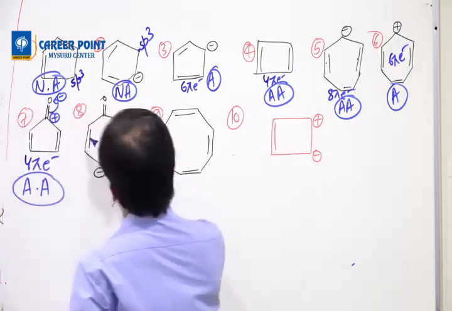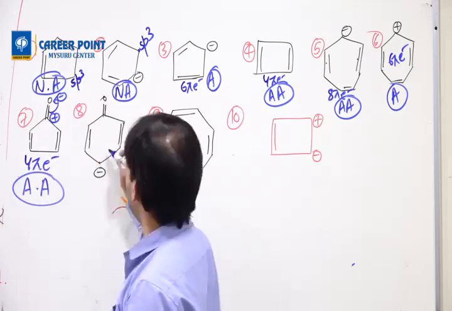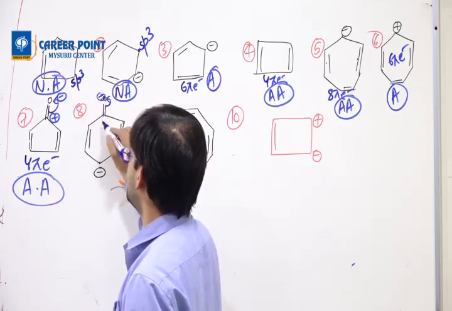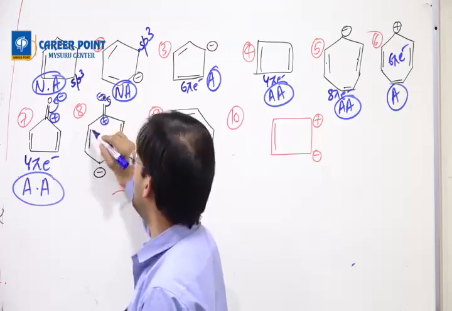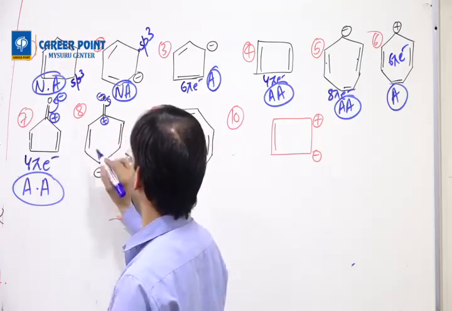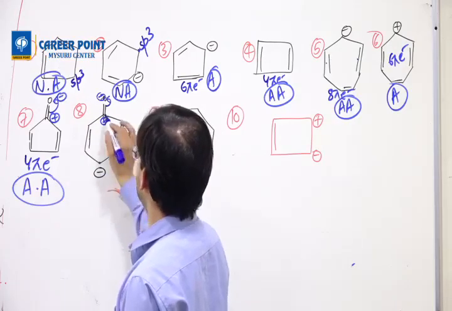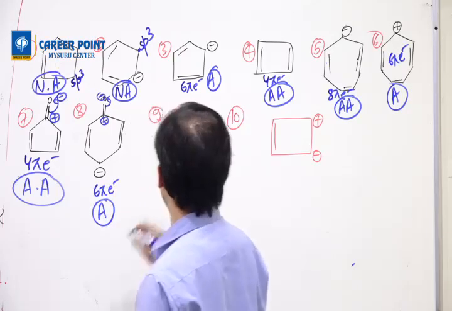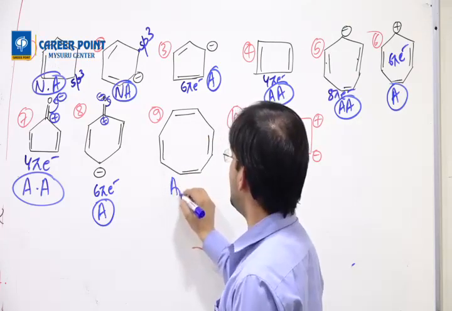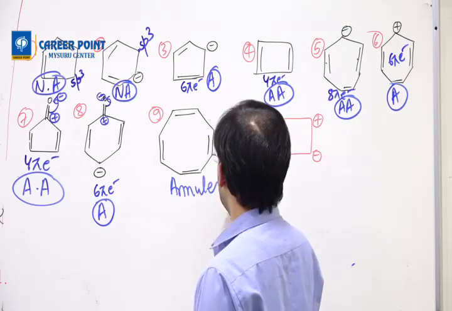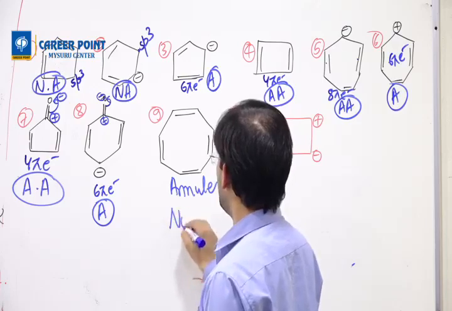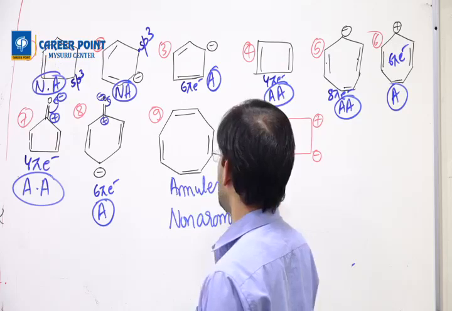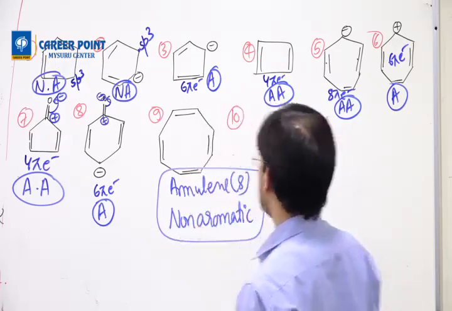Now here: double bond, single bond, negative charge, single bond, double bond, single bond, positive charge. Here also we'll do that. Minus, plus, positive charge, single bond, double bond. So complete resonance. Then how many? 2, 4, 6. So total 6 pi electrons. So aromatic. This compound is known as annulene. And this compound is non-aromatic. This is an exception. You have to memorize this as an exception.